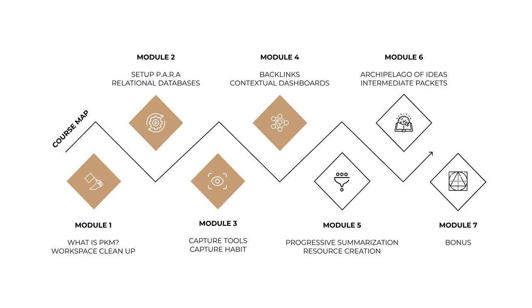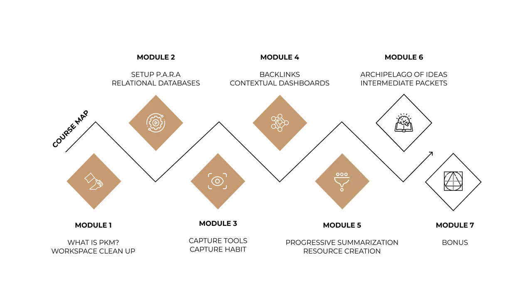In Module 4, we looked at some more ways to organize things. We covered how to link your notes and ideas using backlinks, and I also showed you how to create contextual dashboards within your areas pages, allowing you to have all of your information ready at your fingertips. In Module 5, we covered distilling the essential information from notes using progressive summarization, and how to create reusable resources from things that you capture in your Knowledge Hub.